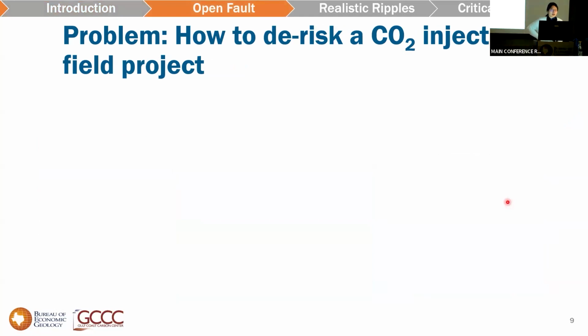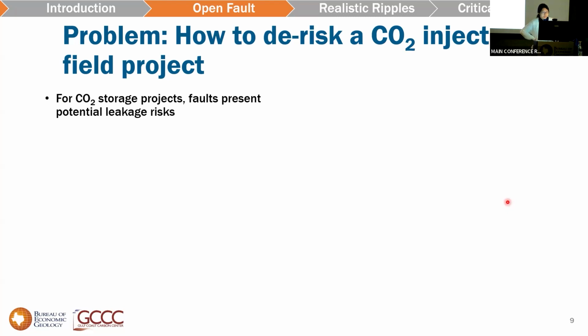And now we come to our first example project. So I will start with the kind of sand tank that looks at larger heterogeneities. So these are shrunk analogs of the field scale. And just a little bit of background for this study. We're interested in looking at faults, especially open faults or high-permeability faults, because they present potential leakage risks for CO2 storage projects.